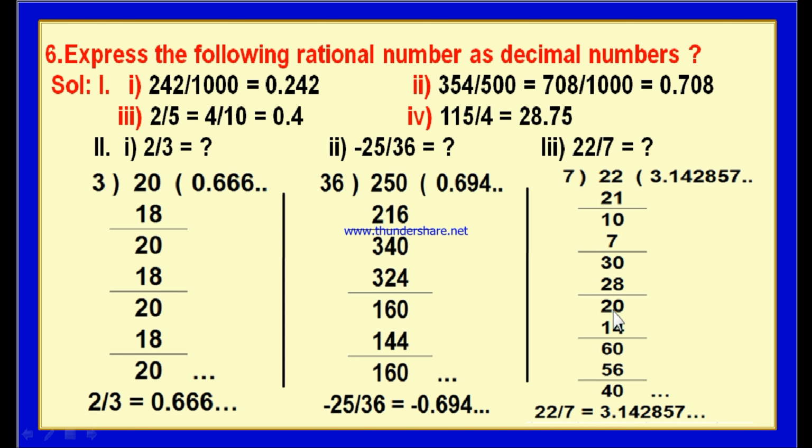If you do some more steps, in 40, 7 5 times 35; in 50, 7 times 49, means again you will get remainder 1. Therefore 22 by 7, if you continue the division some more steps, you will get 3.142857. Again you will get 142857 in the quotient. Therefore 22 by 7 is nothing but 3.142857 and so on. It is a non-terminating recurring decimal number.